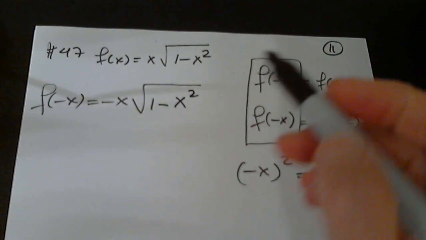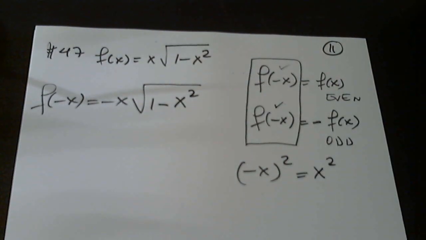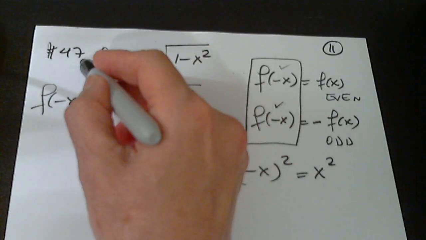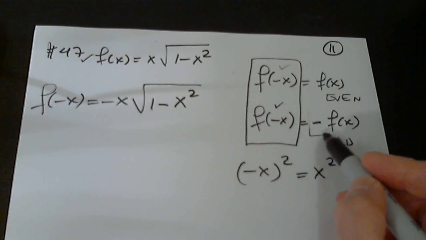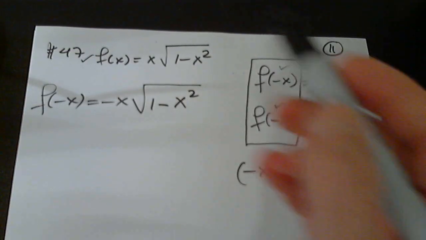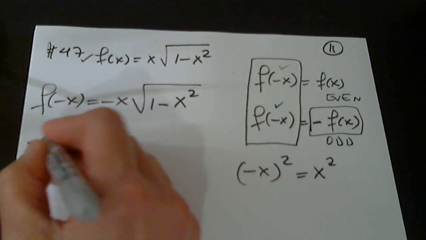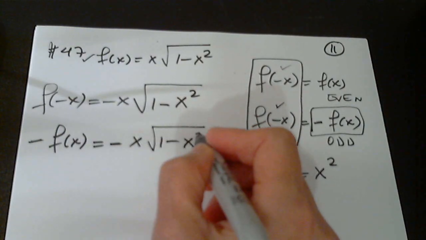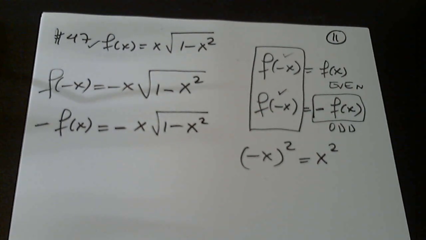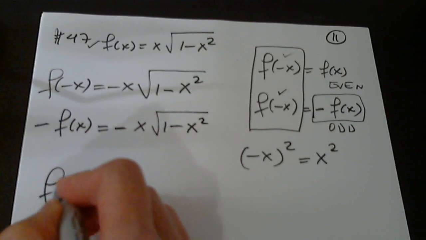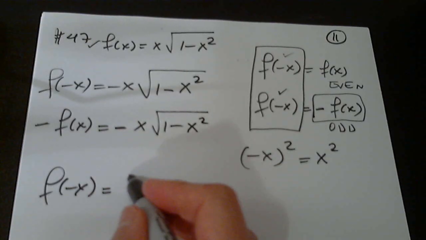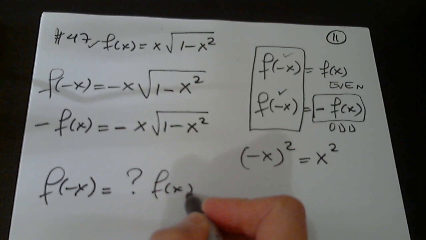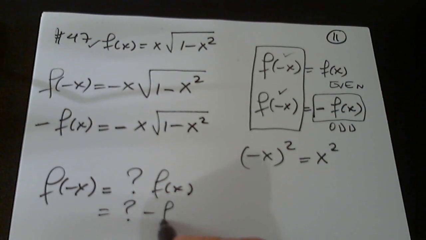So I determined f of negative x. I have the function, which is this. Now I only need to determine negative f of x. So multiply both sides by negative 1: negative f of x equals negative x, the square root of 1 minus x squared. Now I'm asking myself the following question. F of negative x, does it equal f of x? Does it equal negative f of x? Or none of the above?